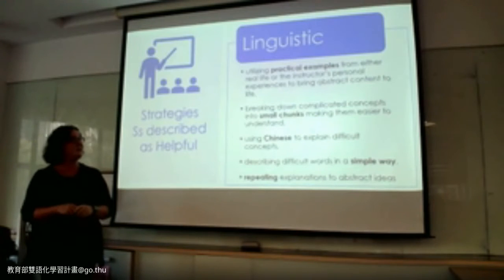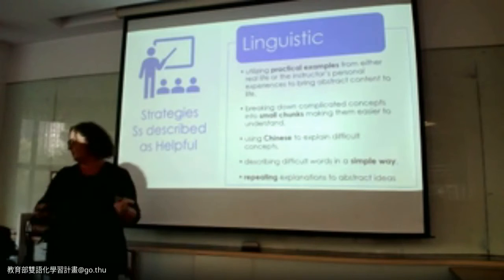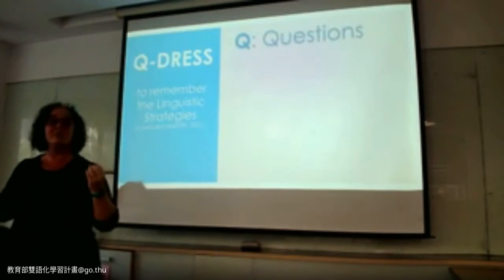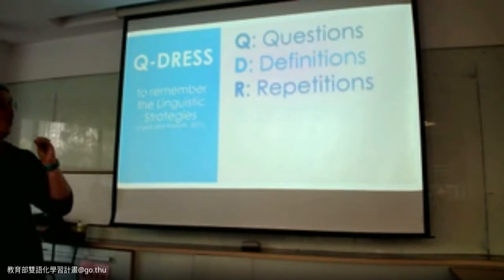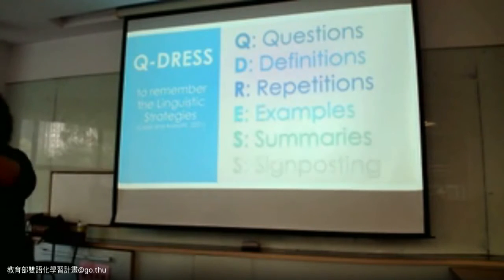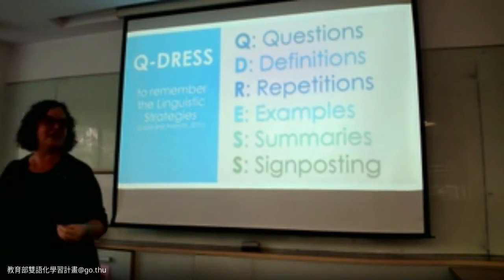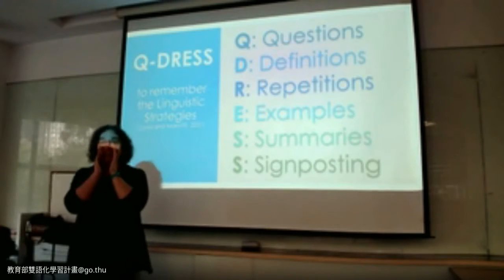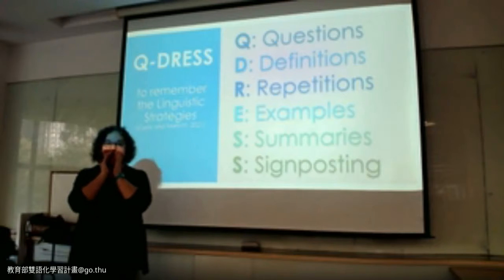So utilizing practical examples, breaking down into small chunks, using Chinese, describing difficult words in simple ways, and repetition. So we need to remember our cue dress. If you can remember cue dress, that will help you with all of the different linguistic input things that are most effective in helping students. Do you see what I just did? I repeated and I summarized.